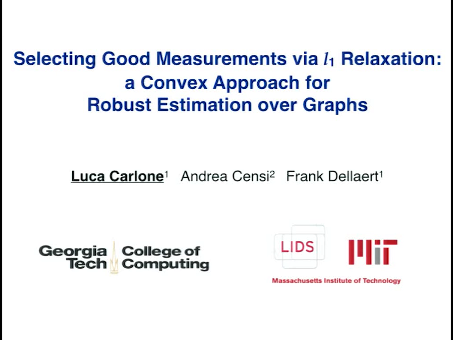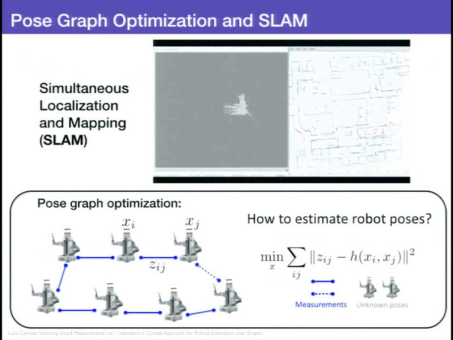Before starting, let me give you some context. Of course, I'm not going to tell you what simultaneous localization and mapping is. You know very well what it is. In this work, we consider a state-of-the-art formulation for SLAM called pose graph optimization. In pose graph optimization, essentially, we try to estimate the trajectory of a mobile robot. You can visualize the problem as a graph in which the nodes are the robot poses we want to estimate, and the edges are relative pose measurements.